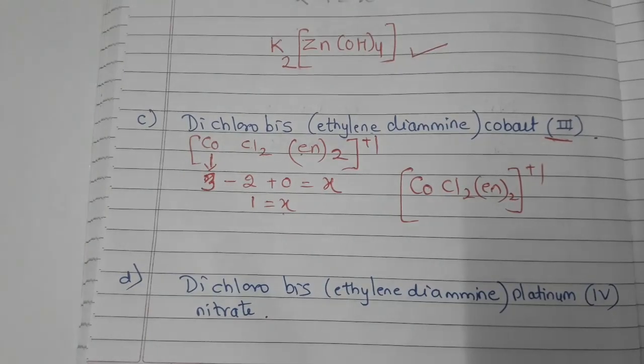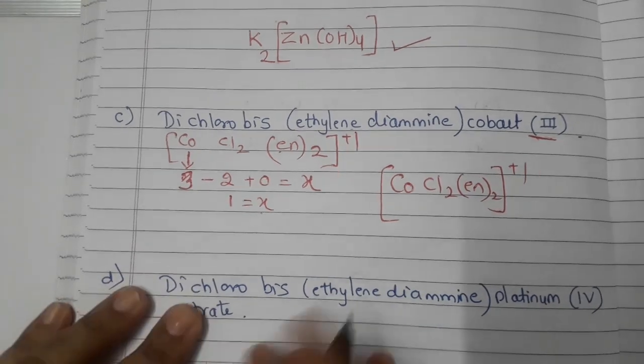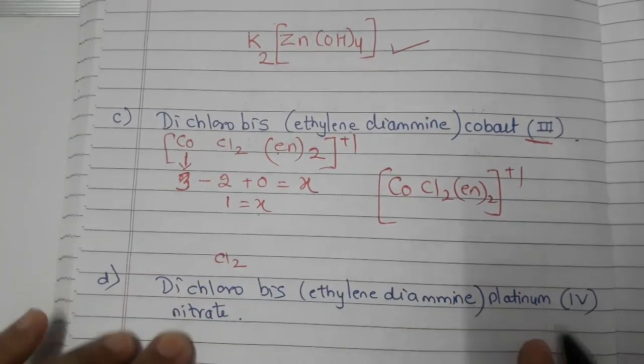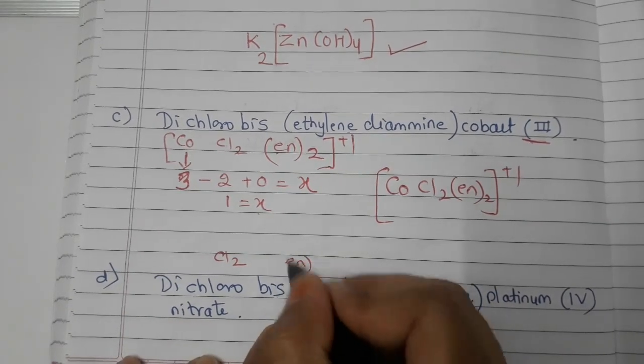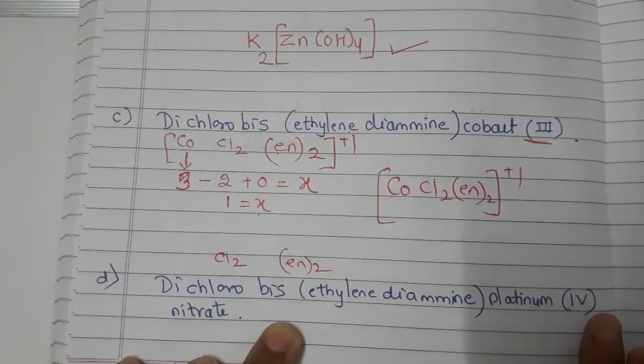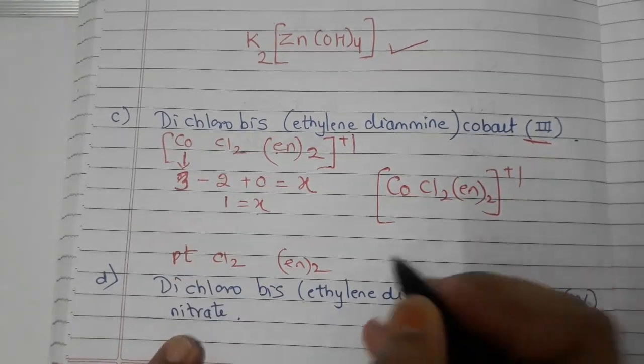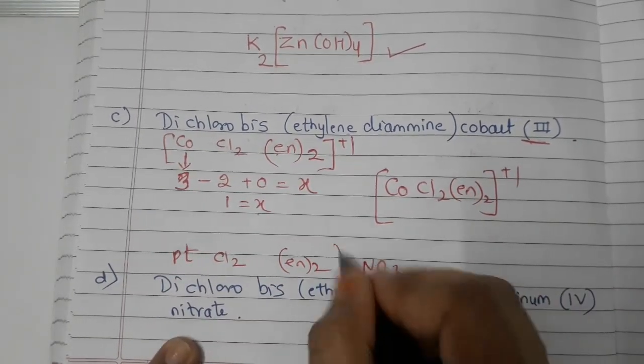I hope you have understood this concept very well. We will solve one more example. Have a look at this example. Dichloro. I write here dichloro is Cl2, and bis-ethylenediamine, I write en twice, and we have platinum, so I write platinum over here. I have nitrate also, means NO3 will come here.